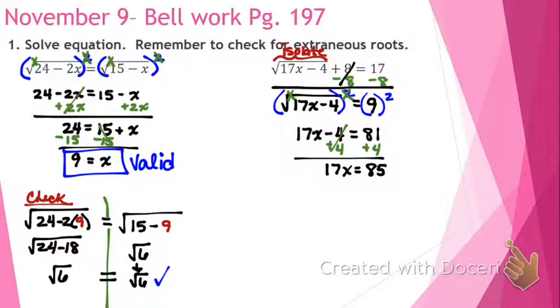Now you get a calculator. What are we going to do? 85 divided by 17. 5. Valid or extraneous? I'm going to say valid. Probably, but how do I know? You have to check. We have to check it.